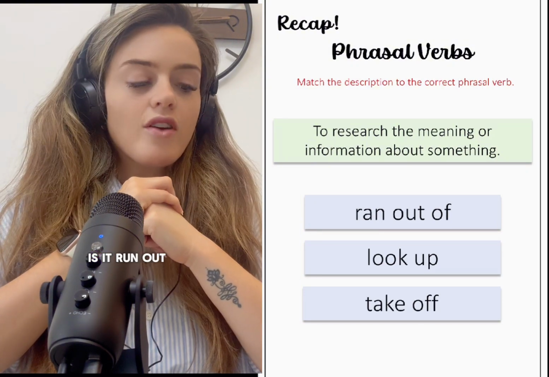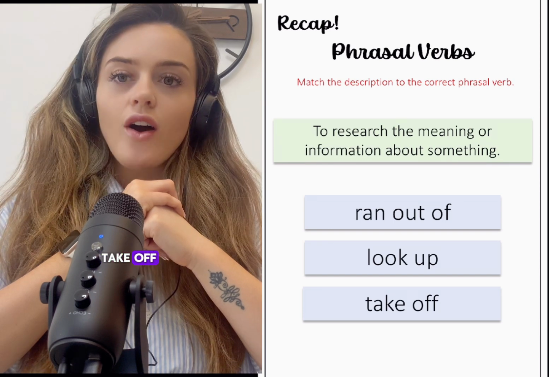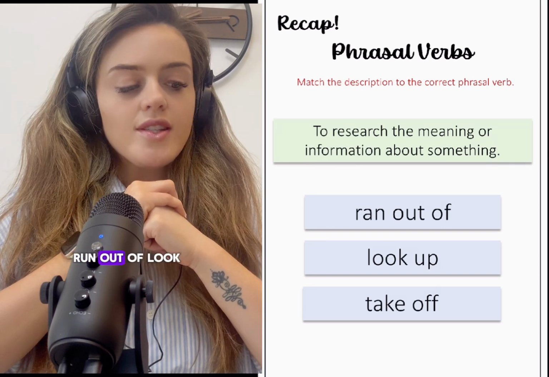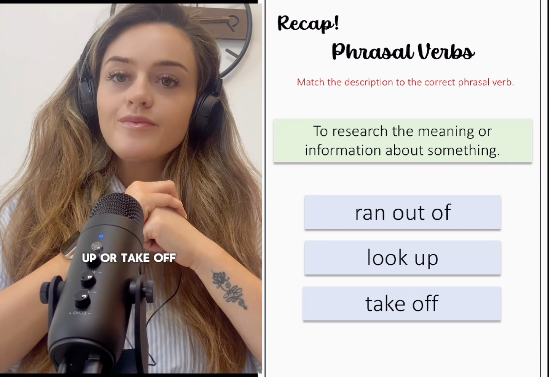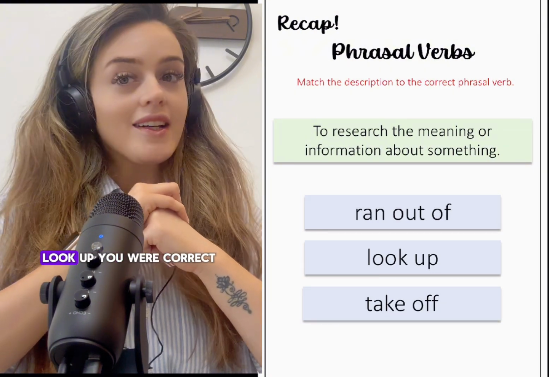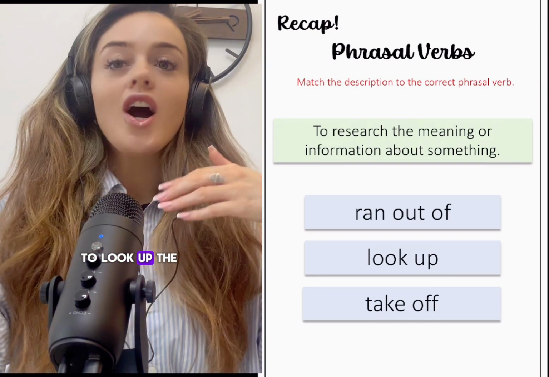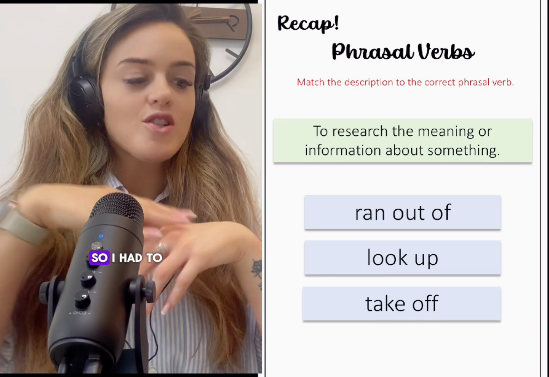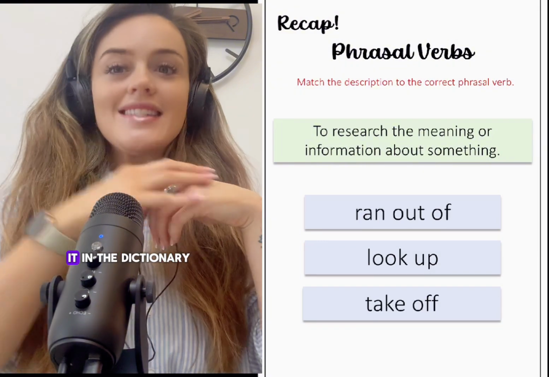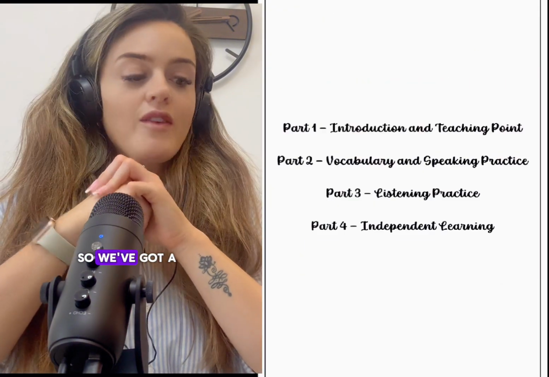Is it run out of, look up, or take off? And if you said look up, you were correct. Well done. I had to look up the word in the dictionary, so I had to research the meaning of it in the dictionary.